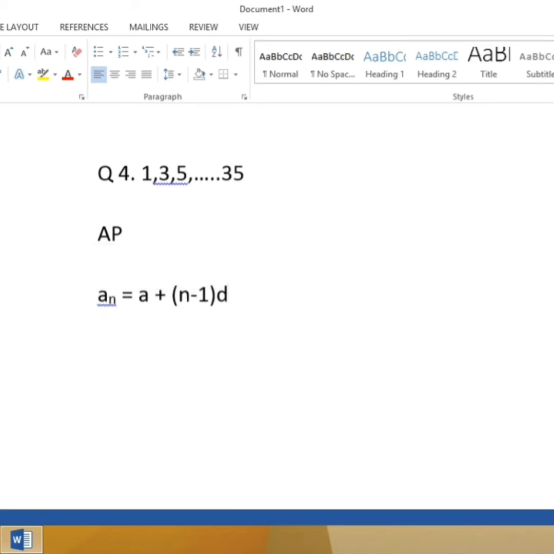The last term an over here is 35. And we know the first term a is 1, and the difference between each is 2. The difference between 1 and 3 is 2, and the difference between 3 and 5 is again 2. So d is 2. By substituting these values, we'll find the value of n.